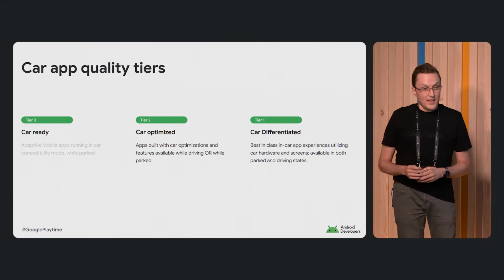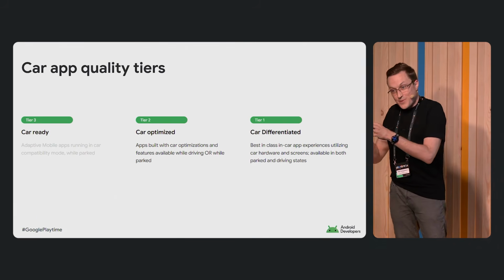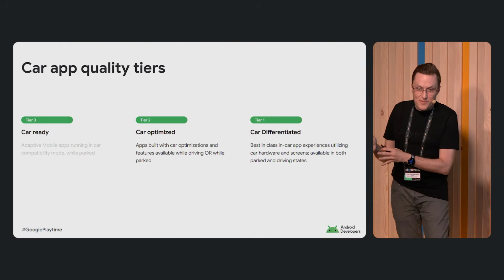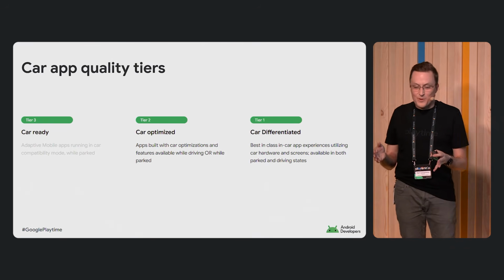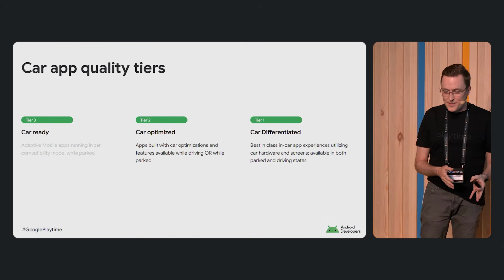So with all the time you basically had to not develop an Android app for Android Automotive OS, with all that spare time that you now have, you can explore the ways to go beyond just car ready and optimize your app to include driving features within the car app library templates, or make improvements to your adaptive app that are tailored to parked app experiences.